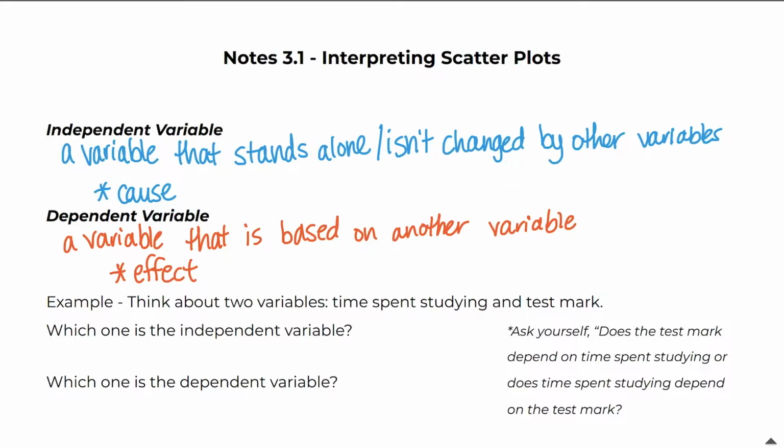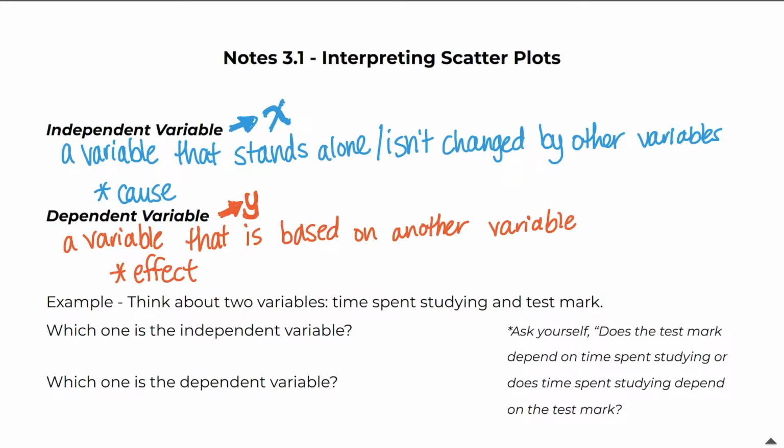And then one quick note too is that the independent variable is always going to be your x variable. I can't stress this enough. And then your dependent variable is always going to be your y variable. So that's going to help us out when we create our scatter plots, okay?